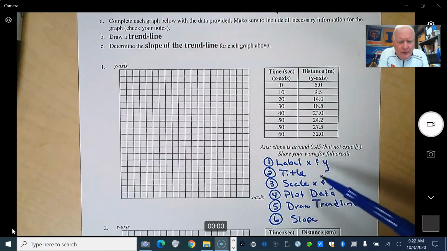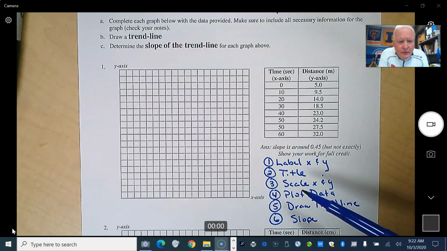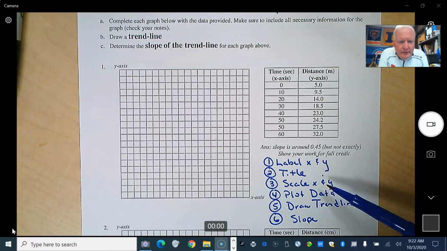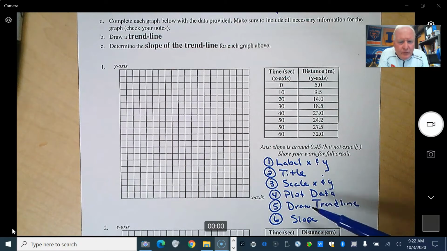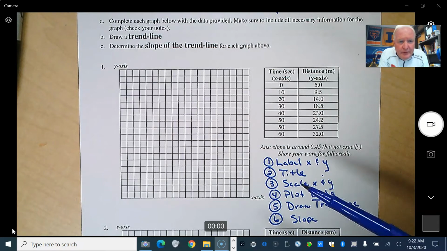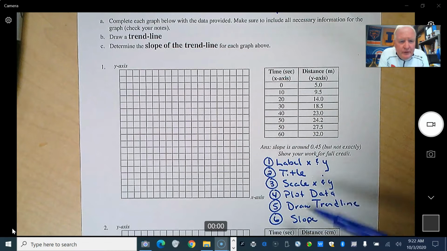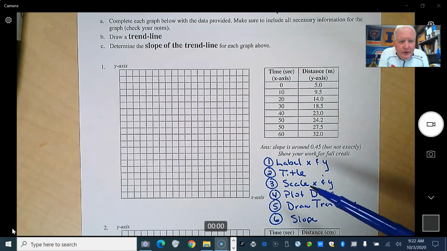We're going to label X and Y. We're going to create a title. We'll scale X and Y. We'll plot the data, draw a trend line, and then complete the slope. So I'm going to do this first one. And I want you to know that every one of these things makes sense in the standpoint that if you do them in the right order, you won't mess anything up. And as I talk to you a little bit about it, you'll see what I mean.